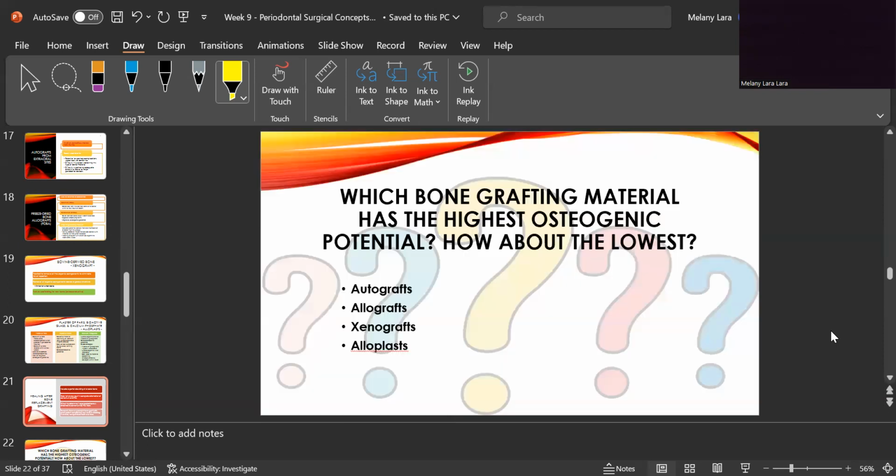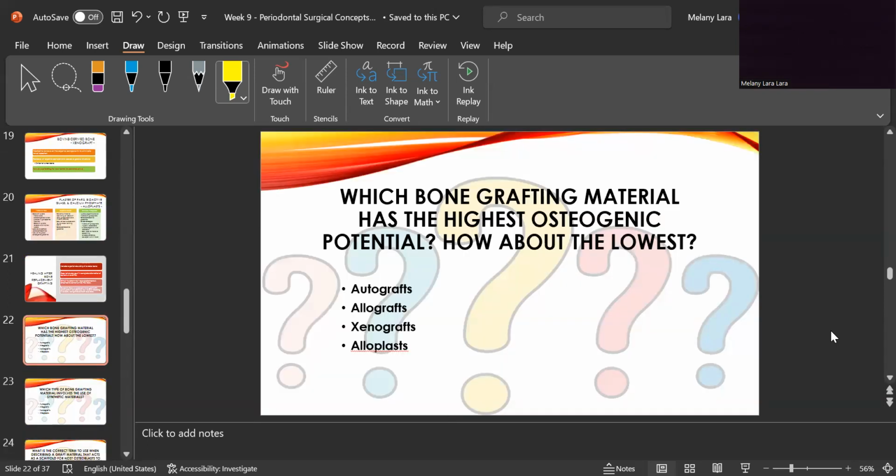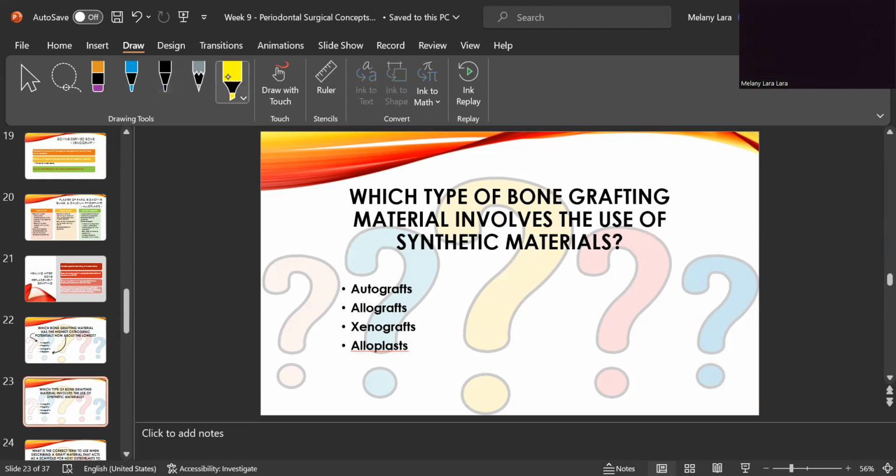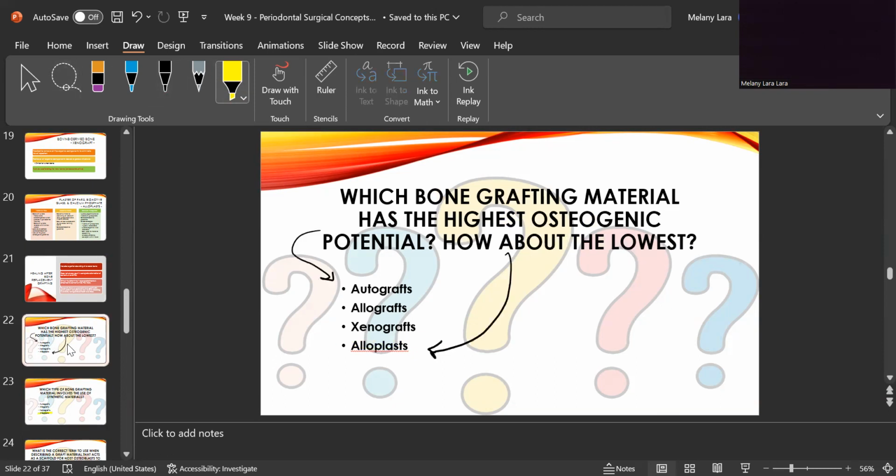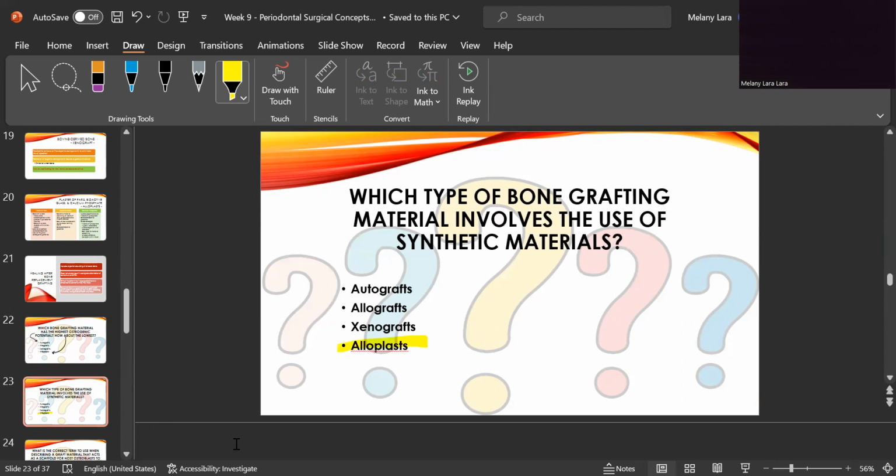All right, which bone grafting material has the highest osteogenic potential? Autograft, yes. How about the lowest? Allograft. These other two kind of fall in between, okay? What type of bone grafting material involves the use of synthetic materials? Alloplasts, okay? So notice how allografts and alloplasts both start with allo. One way to remember that, plastic, or plaster of Paris, okay? So that's the main way to differentiate. Synthetic material for alloplasts, or your allografts.